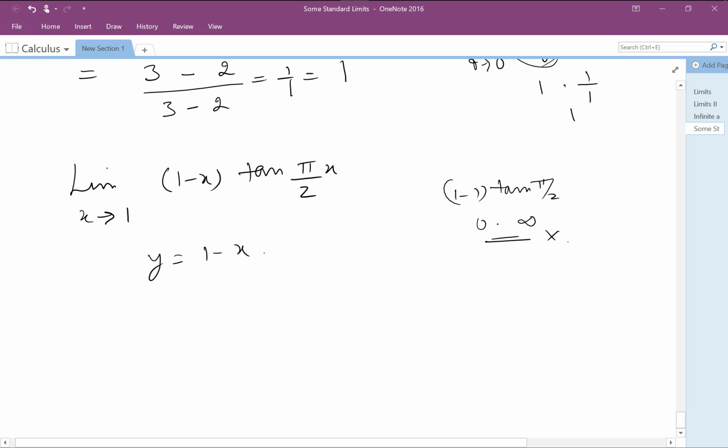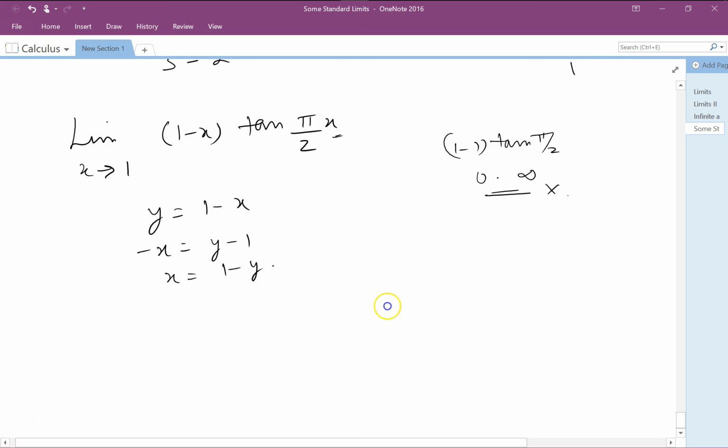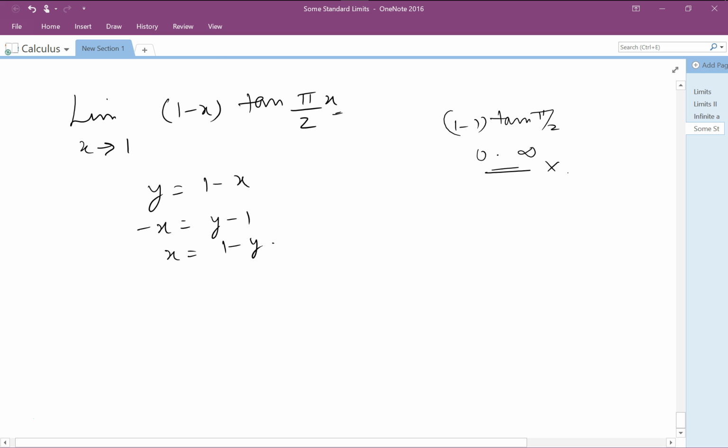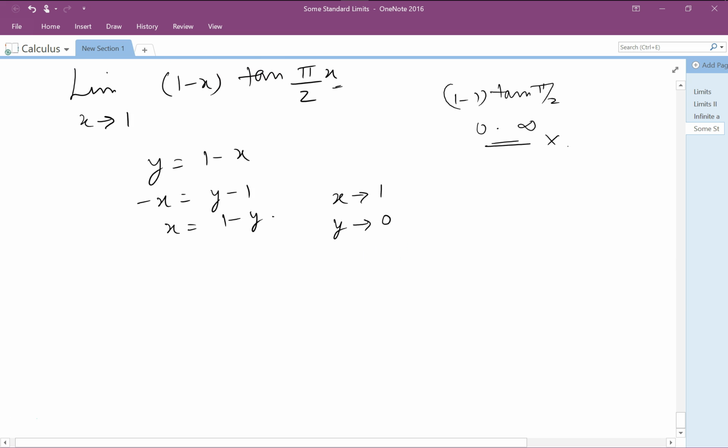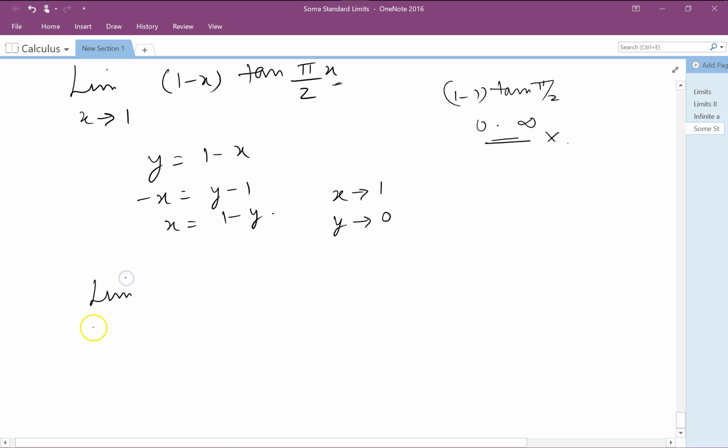So let's say y is equal to 1 minus x, and here we have x, so minus x is equal to y minus 1. So x equal to 1 minus y. Okay, so now what will happen to the limit? As x approaches 1, y will approach 0. Yes, so we need to remember that. So our limit statement changes to, as y approaches 0.